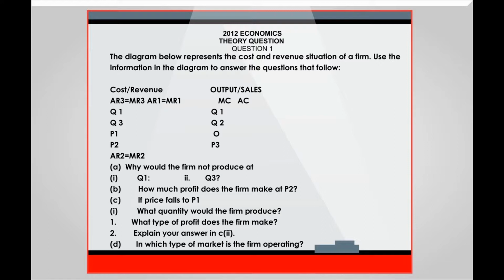A. Why would the firm not produce at Q1? Q3. B. How much profit does the firm make at P2? C. If price falls to P1, what quantity would the firm produce? What type of profit does the firm make? Explain your answers in CII. D. In which type of market is the firm operating?